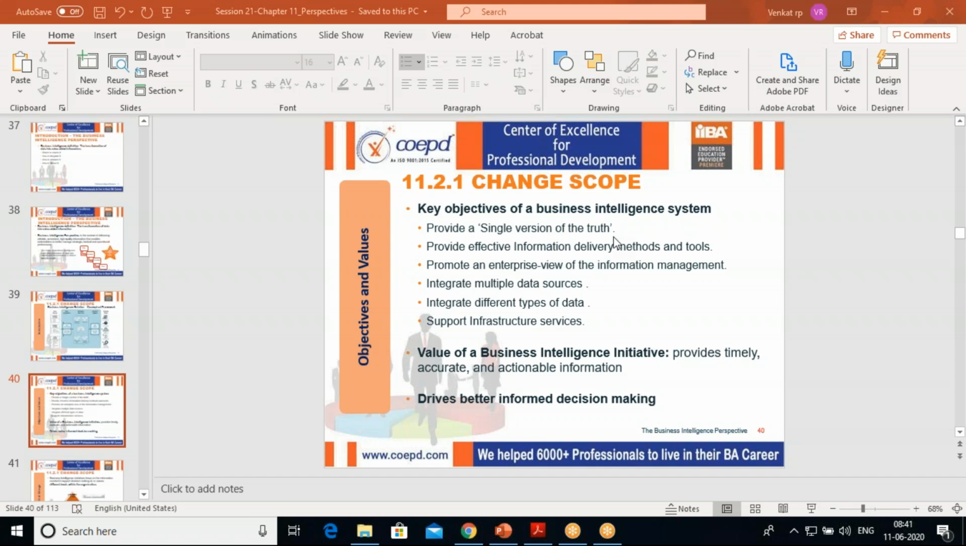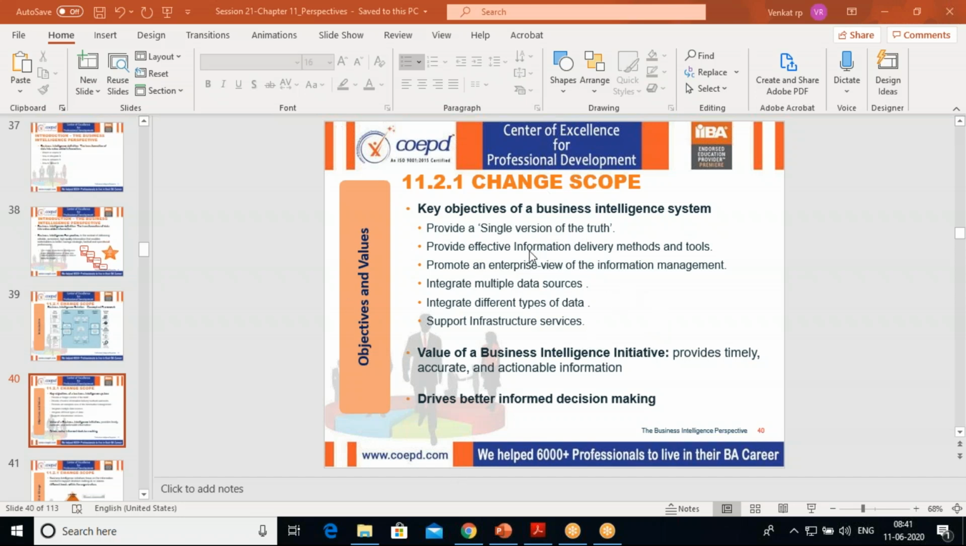Here we will provide effective information delivery methods and tools, promote an enterprise view of information management, integrate multiple data sources, integrate different types of data, and support infrastructural changes.